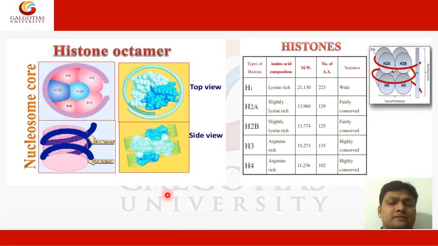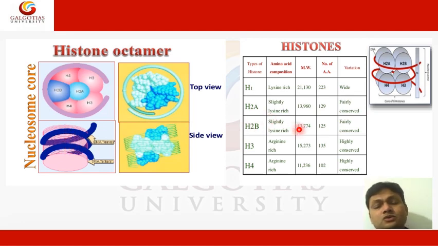In this diagram, you can see the top view of the histone octamer, and this is a side view of the histone octamer. In this case, you can see the nucleosome core structure in which the octamer formation has been shown, and this is the core structure in which the DNA strands wrap around the histone proteins.